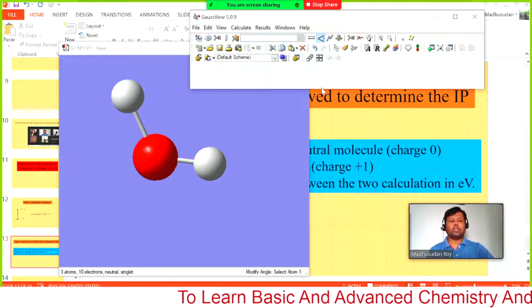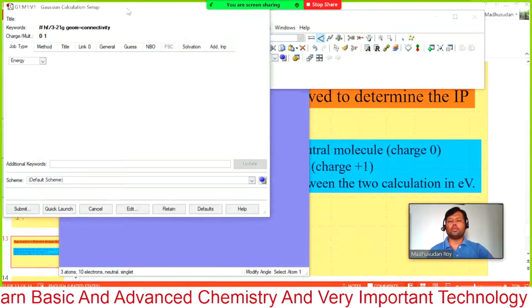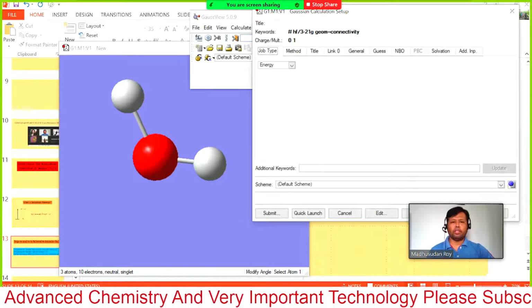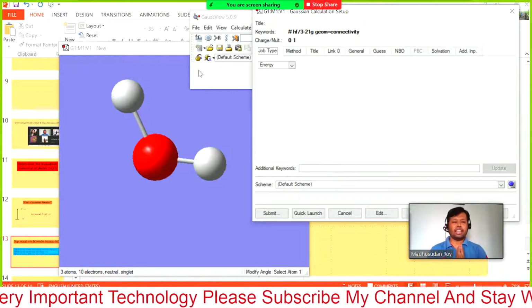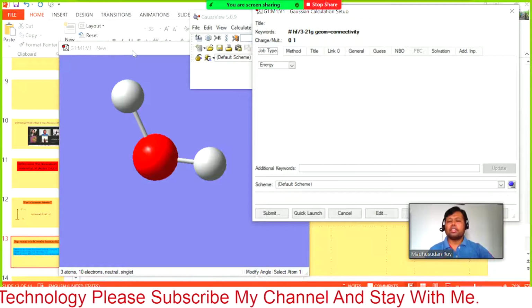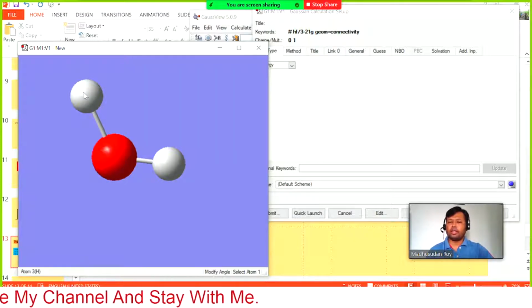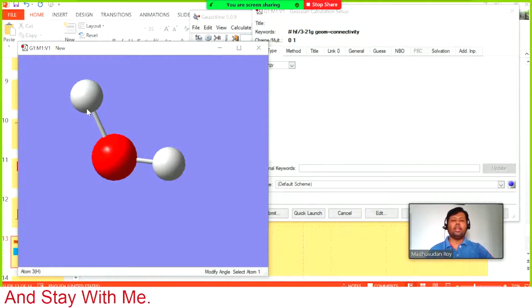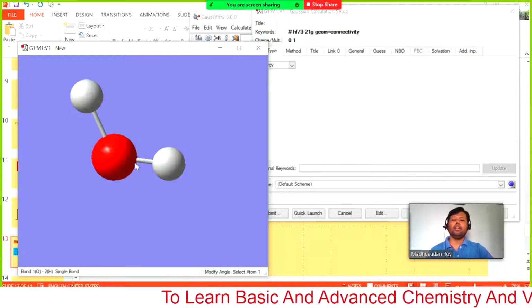Now some commands will come: what types of command we want to use, what types of input, and what types of other information. So job type: if you want to find out the energy, just energy, it will give the energy keeping the hydrogen at this position. That means the oxygen and hydrogen are exactly in the same position. So right now the oxygen is far away from this hydrogen, 1.20, and this is 1 Angstrom. But actually for the minimum energy structure it will be different.